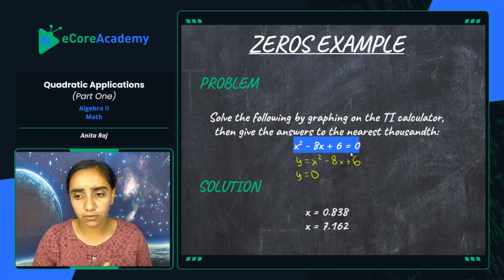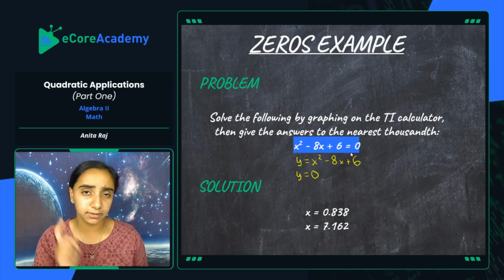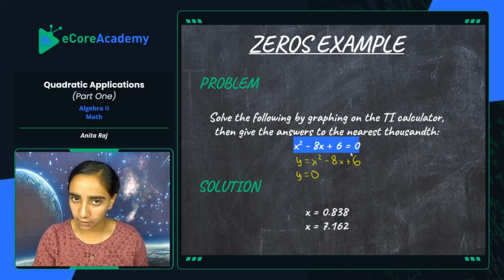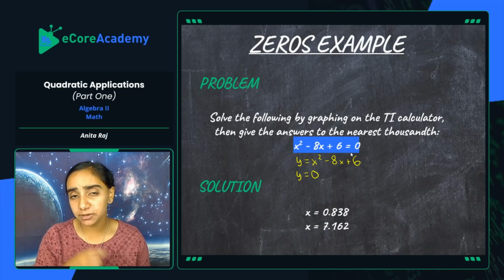So how do we solve the following by graphing on the TI calculator? Well, what you're going to do is you're going to graph x squared minus 8x plus 6. You're going to put it in your y1. You're going to get your parabola. You should be familiar with that. Then in your y2, you're going to put 0.